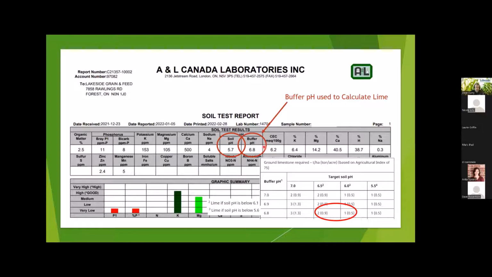We generally use the buffer pH number to calculate our lime needs. And that's because buffer pH is a measure of the soil's total acidity or lime requirement. The lower the buffer pH, the more the soil will resist that pH change, and then you're going to require a little bit more lime to raise that soil pH. So you can calculate, based on our buffer pH, our soil pH, and then our target soil pH, the amount of pounds or tons per acre that we're going to require.